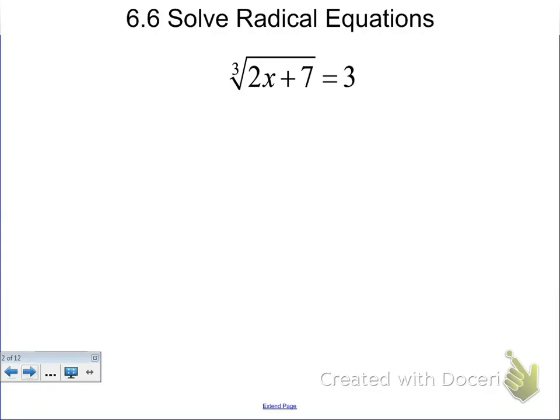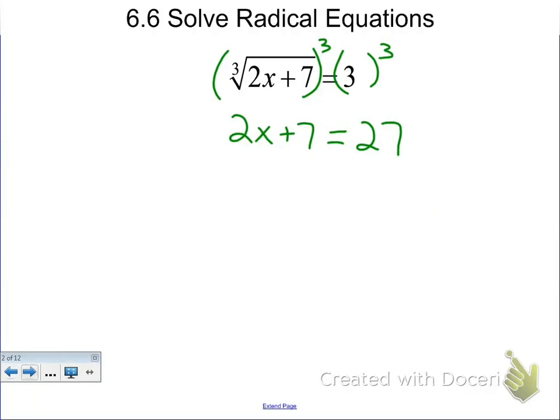All right, today's lesson is solving radical equations. Again, our entire goal in algebra is to get x by itself. So right now this equation is being cube rooted. So we want to undo that. We want to do the inverse operation. So we want to cube both sides. When you cube a cube root, they cancel each other out and we're left with what's underneath the root to begin with. So 2x plus 7 equals 3 cubed, which is 27.